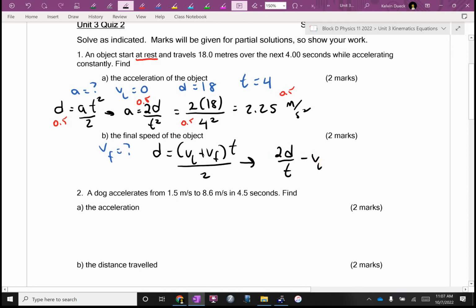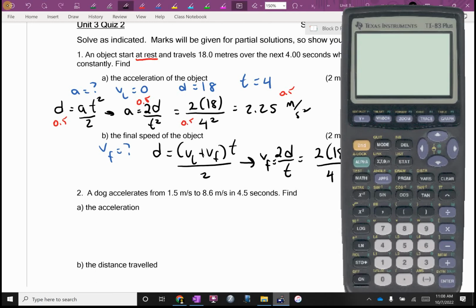Wait a minute. What was VI in this particular question? Wouldn't even bother writing it. I would go like that. And so it's going to be 2 times 18 divided by 4. 36 divided by 4, yes, even? Yes. And that's going to be meters.